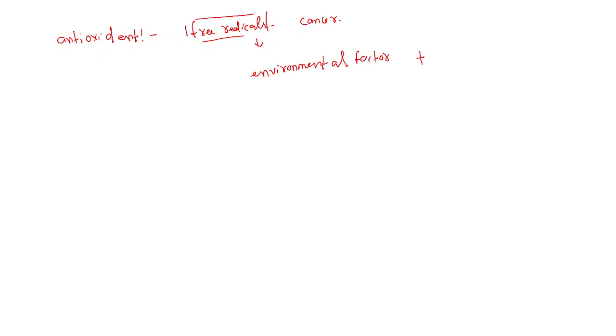What are those? Those are tobacco smoke and air pollution. Also the UV rays. So these all cause free radicals in our body, which will lead to cancer. So the antioxidants fight against these free radicals, which will protect us from deadly diseases like cancer, right?